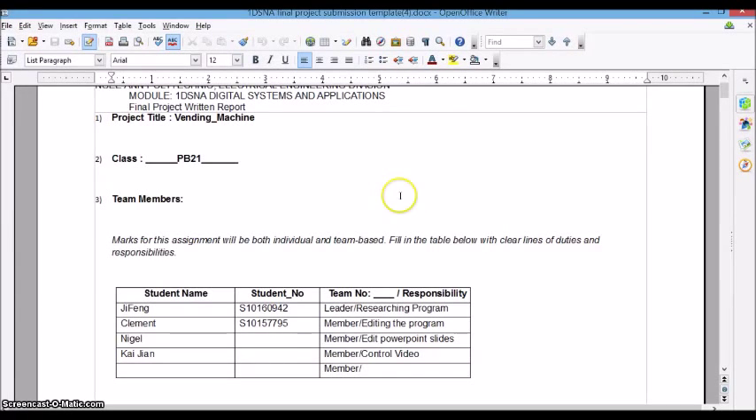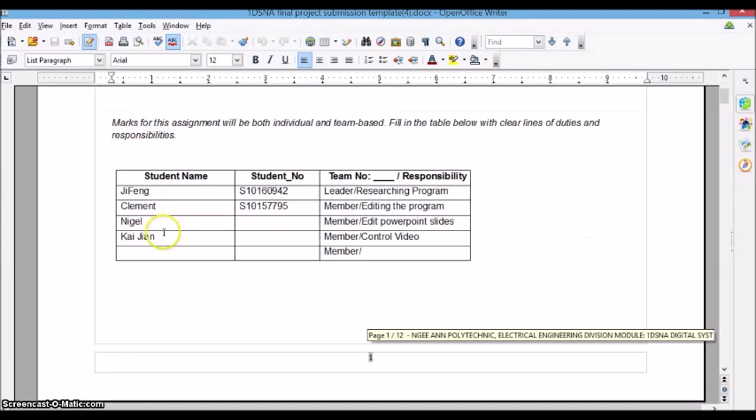Hello everybody, today we are doing a project of the title Vending Machine. Our class is PB21 and these are our members. First we have Ji Feng, then me, Clement, Nigel and Kai Jian.